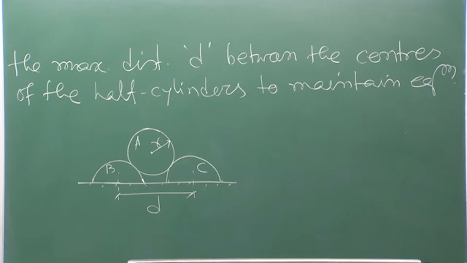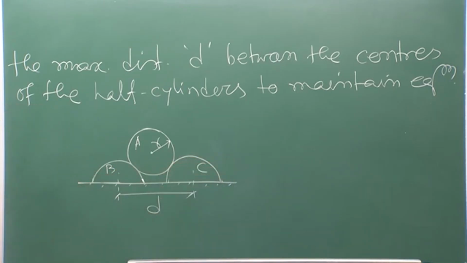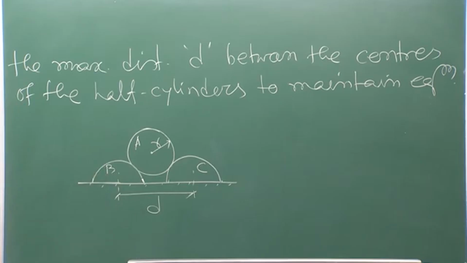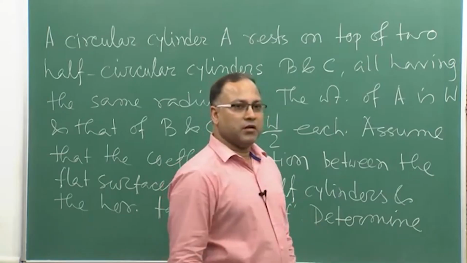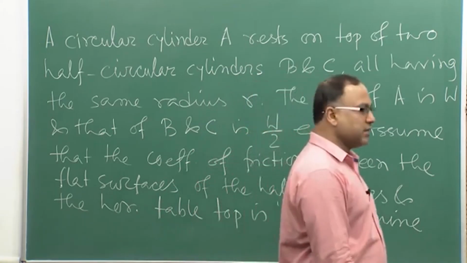That means equilibrium means cylinders B and C will not move in the horizontal direction, so that cylinder A will not fall down. The inward or outward movement is not permitted for cylinders B and C. So, you have to maintain the equilibrium condition. So, this is the problem.